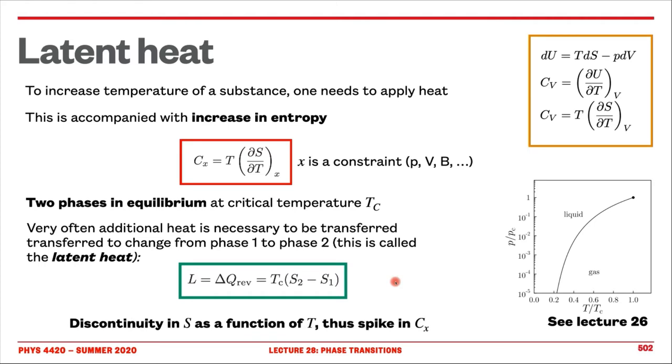So basically, this is a very important result. Because we have a latent heat that has to be applied at a given temperature, that means that we must have a discontinuity in the entropy, right? Because adding heat corresponds to a change in entropy, and since we have a sudden addition of heat to move from one phase to the other, that corresponds also to a discontinuity in the entropy. Even further than this, if we have a discontinuity in the entropy, then the derivative of the entropy at the critical temperature will be a spike. And we are going to see an example of that a little bit later.